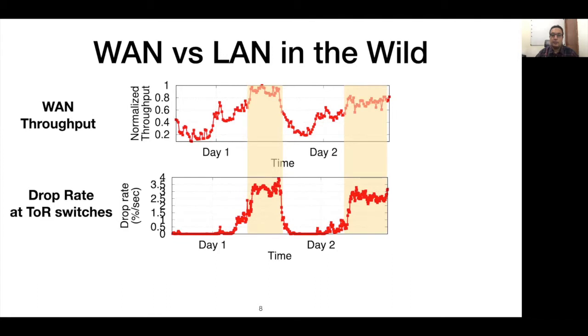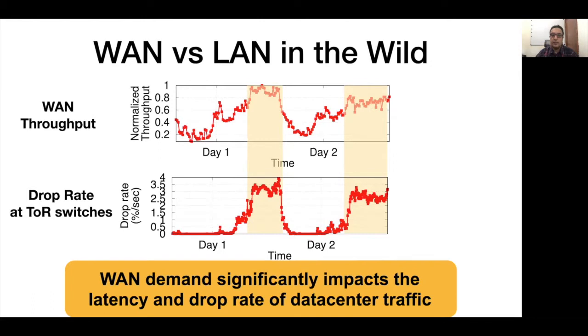We also examined the drop rate at ToR switches, which is the first point of oversubscription in the networks that we've studied. We see that the drop rate trends also follow WAN demand. This means that WAN demand can significantly impact and degrade the performance of data center traffic. This behavior is consistent across different clusters and across different time periods.